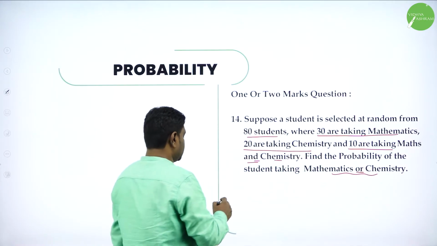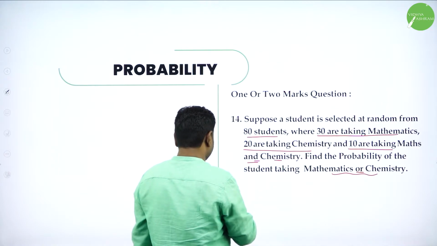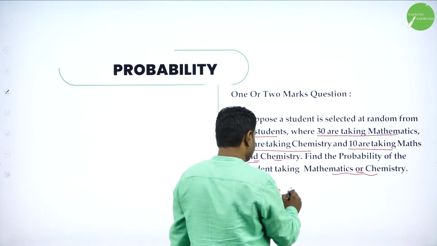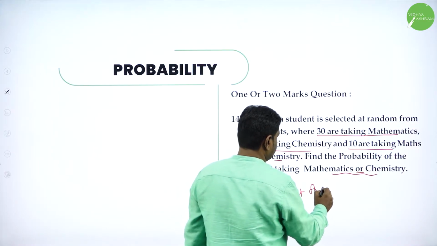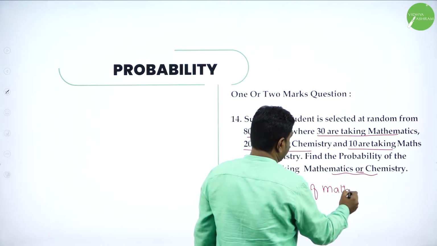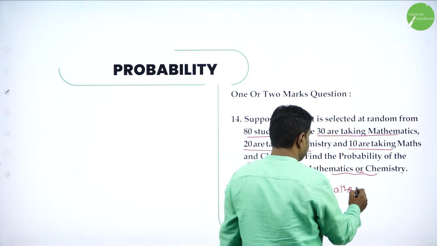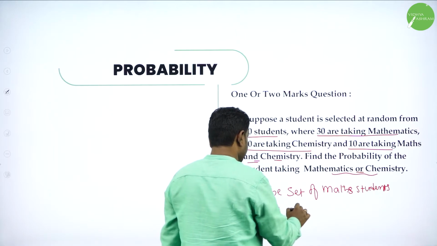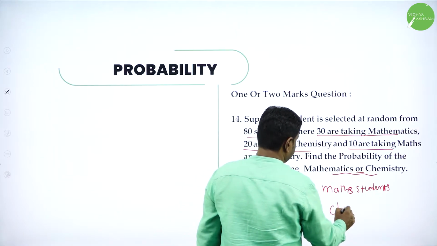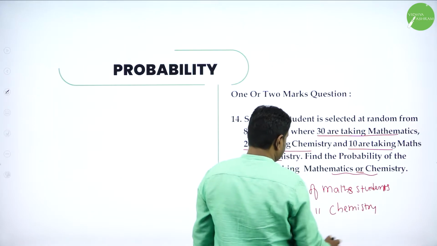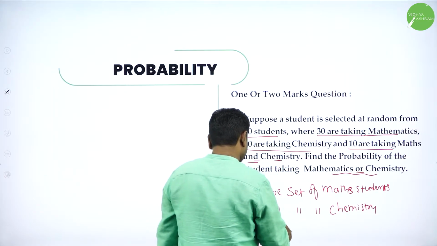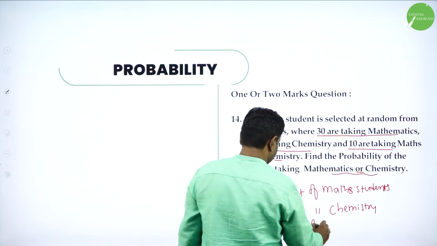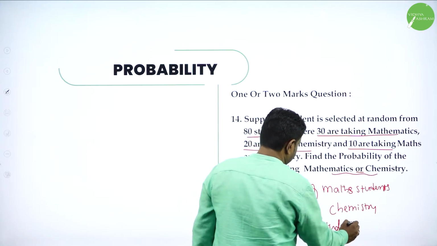So first, let M be the set of students taking maths, the set of math students, and C represents the set of students taking the other subject, that is chemistry. So now S is the total set of students. Whatever is given, first I will symbolize.